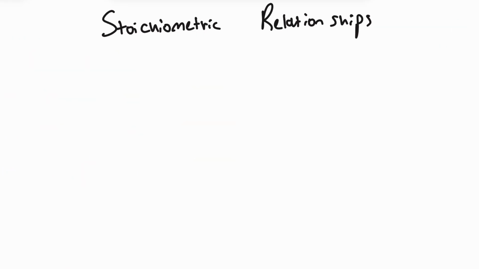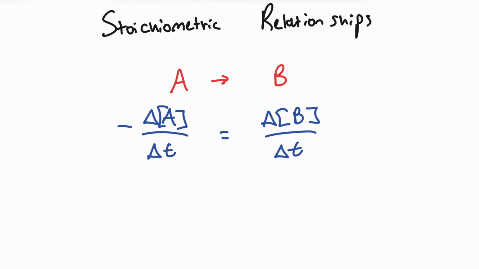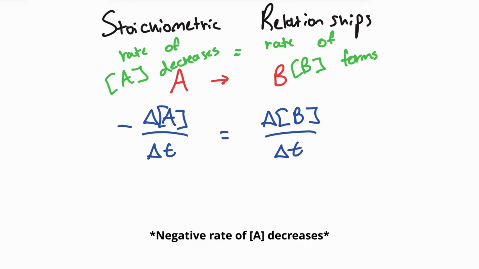Next, let's look at the stoichiometric relationships for reaction rates. Let's say that we've got this chemical equation here, where our reactant A is forming product B. Because both of our species have a coefficient of 1, then the negative change in the concentration of A is going to equal the exact same as the positive change in the concentration of B. Another way of saying this is the rate at which the concentration of A is decreasing is equal to the rate of the concentration of B forming.